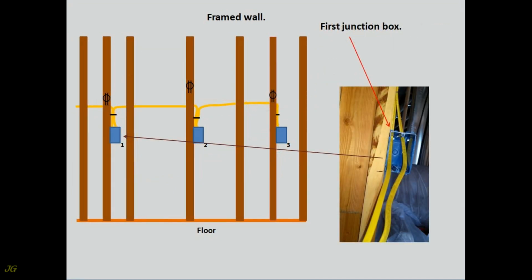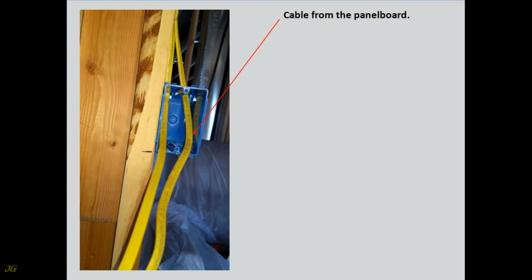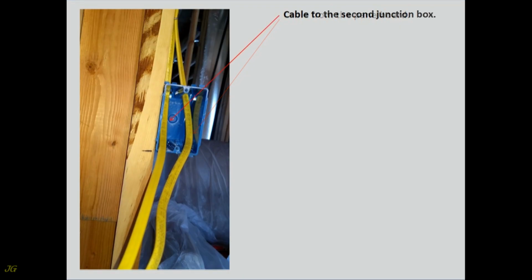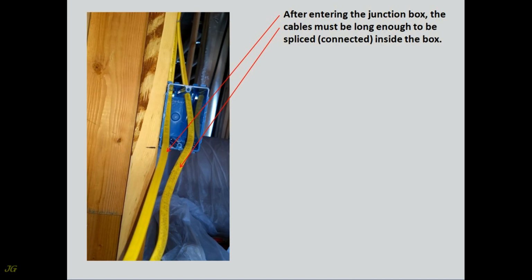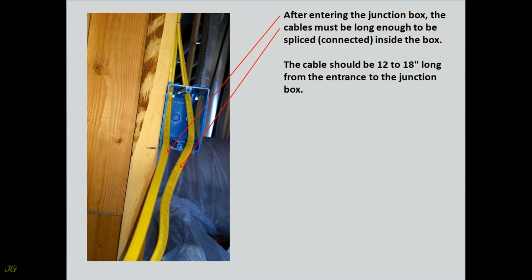First junction box. Cable from the panel board. Cable to the second junction box. Cables stapled to a stud no more than 12 inches from the cable entry into the junction box. After entering the junction box, the cables must be long enough to be spliced, connected, inside the box. The cable should be 12 to 18 inches long from the entrance to the junction box.